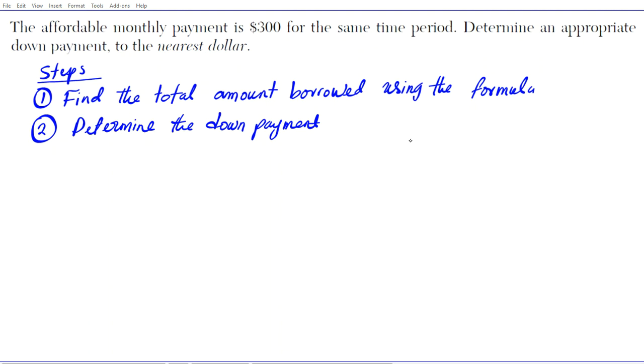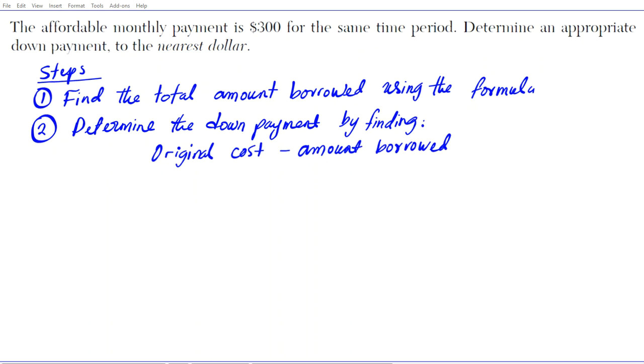So determine the down payment by finding the original cost of the car, which is 21,000, minus the amount borrowed figure that you got from the first part. So amount borrowed from 1. Okay, so these are the steps we're going to use to solve the problem. Okay, all right, let's do the first part.